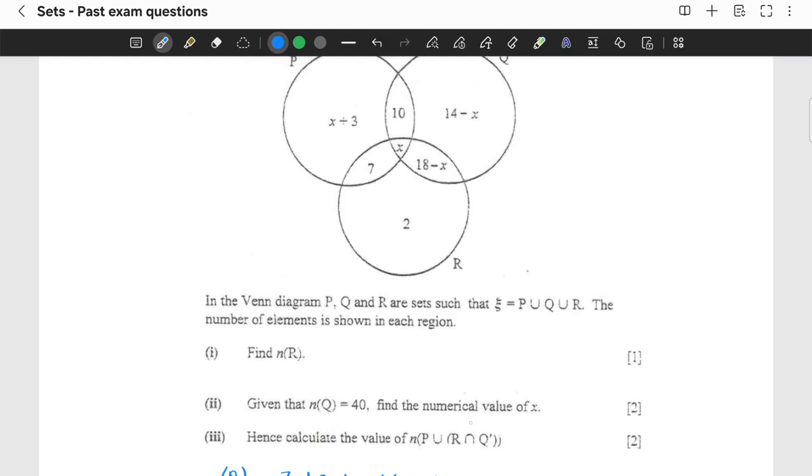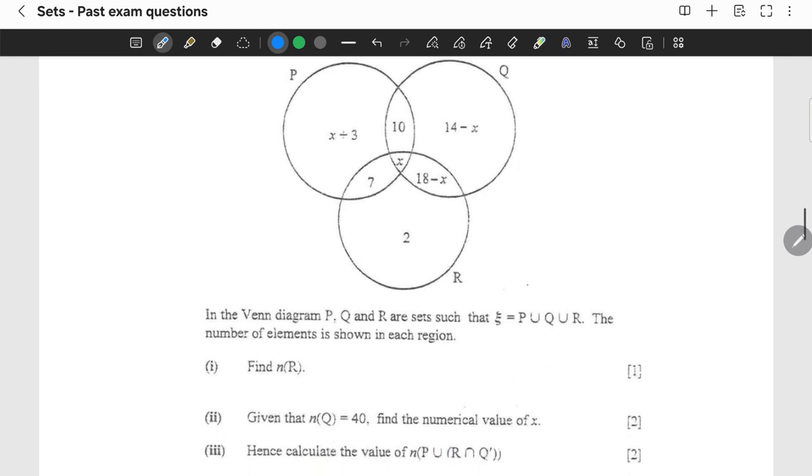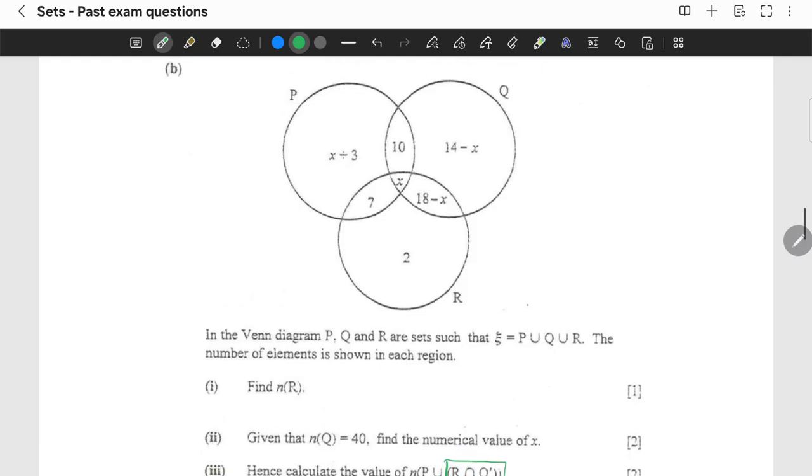Then it says, hence calculate the value of n of (P union R) intersection Q complement. So to understand this, let's find what Q complement is. Everything outside of Q, right? Intersection with R, that's everything in R. So just to understand this first part, sorry, let me write that in green. So R intersection Q complement is this. Now with the union of P, that is this.